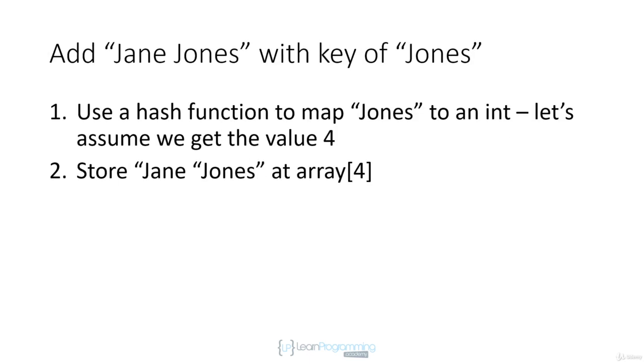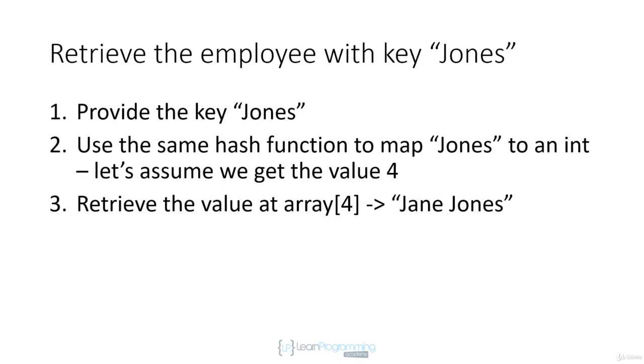So as I just went through, if we wanted to add Jane Jones with the key of Jones, we use a hash function to map Jones to an int, and we'll assume we get the value 4, and that we'd store Jane Jones at array 4. And then to get the employee with the key Jones, we'd provide the key, we use the same hash function to map Jones to an int, and we should get 4 because we're using the same hash function, and so we just go to array index 4, and that would get us Jane Jones back. And that's how hash tables work.